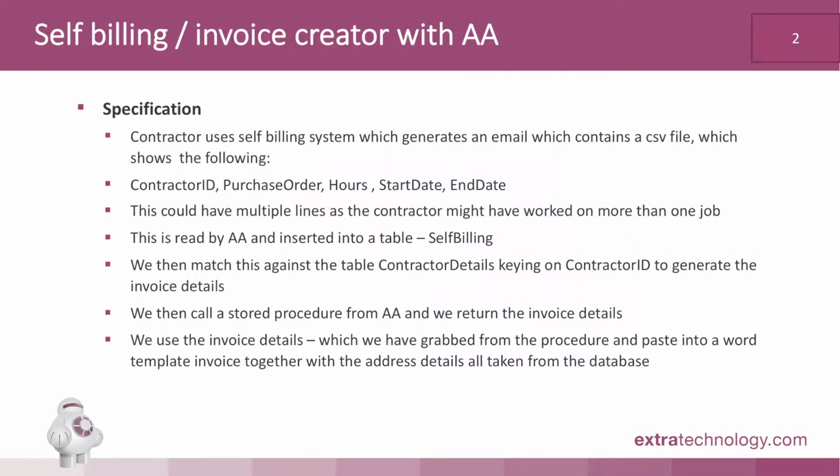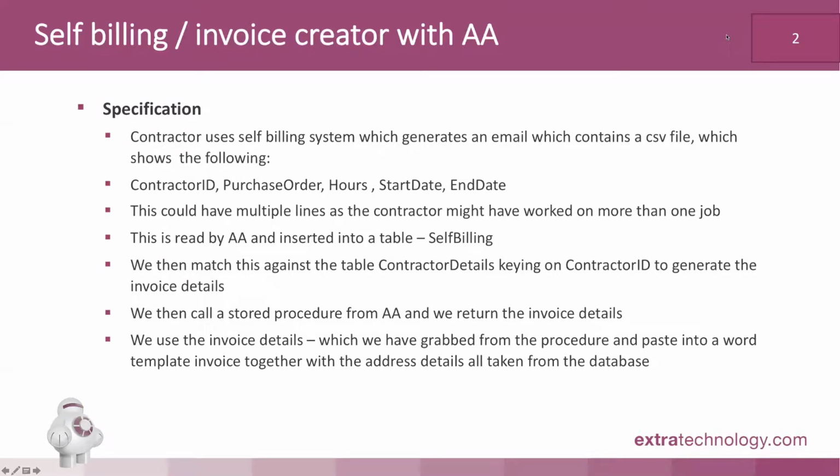So today we're looking at self-billing and invoice creation with AA. We have a specification. A contractor uses the self-billing system, which generates an email. This email contains a CSV file which shows the following: the contractor ID, the purchase order, the number of hours or minutes they worked, and the start and end date of the billing period. It could actually have multiple lines in it because the contractor might have worked on more than one job for the client for that particular billing period.